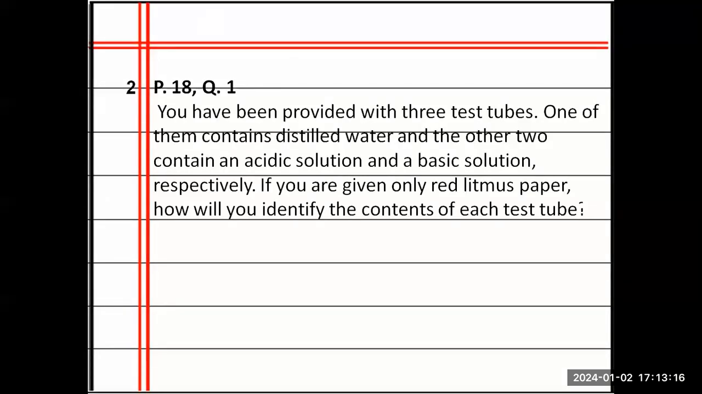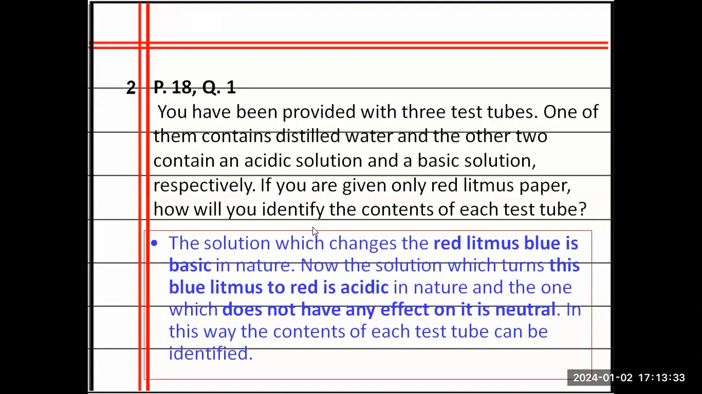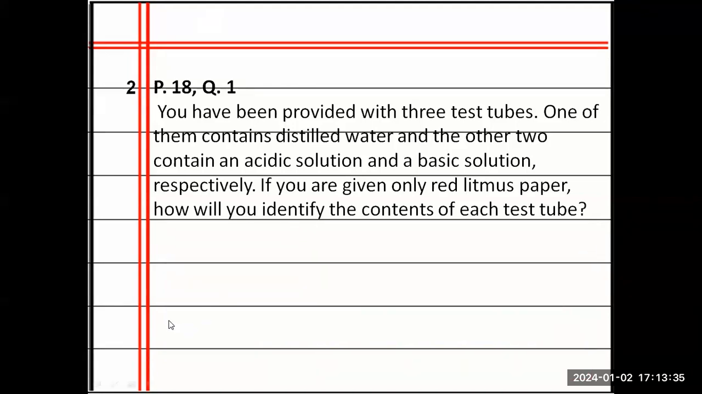This question says that you have been given 3 test tubes. One of them contains distilled water, the other one has acidic solution and the other has base solution in it. And you have just one litmus paper, the red litmus paper. So how do you identify which substance is in which test tube?